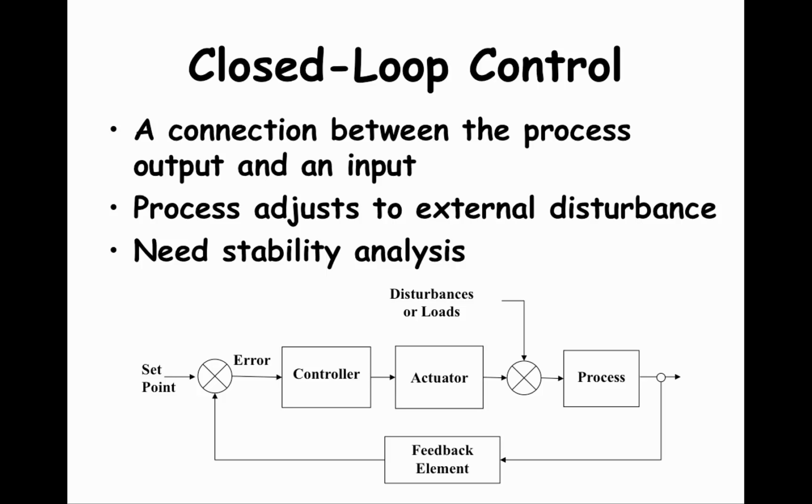Closed-loop control systems have a connection between a process output and one or more process inputs. They adjust inputs in response to changes in process outputs due to either set point changes or changes in external disturbances, inputs, or loads. Closed-loop control systems need stability analysis.